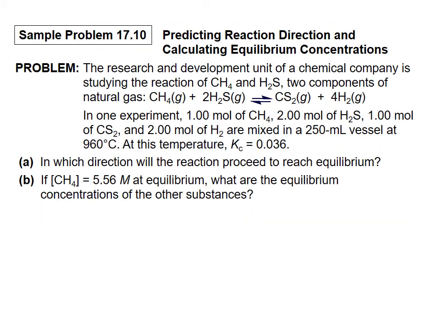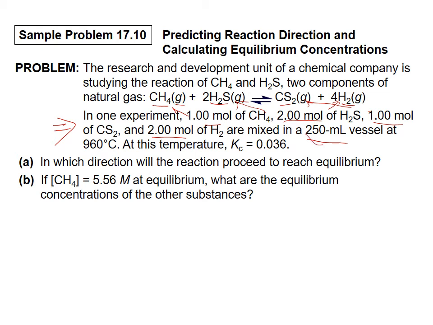Sample problem 17.10. This question is about a reaction between methane and hydrogen sulfide to form carbon disulfide and hydrogen gas. In one experiment, we mix the reactants and the products in a vessel: 1 mole methane, 2 moles hydrogen sulfide, 1 mole carbon disulfide, and 2 moles hydrogen gas. The volume is 250 milliliters, and the question is, in which direction will the reaction proceed to reach equilibrium? So notice that these are the number of moles you mixed before the reaction.